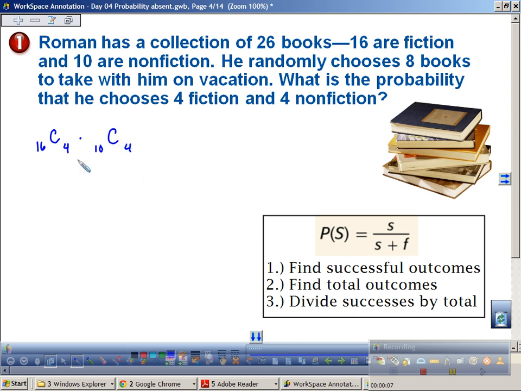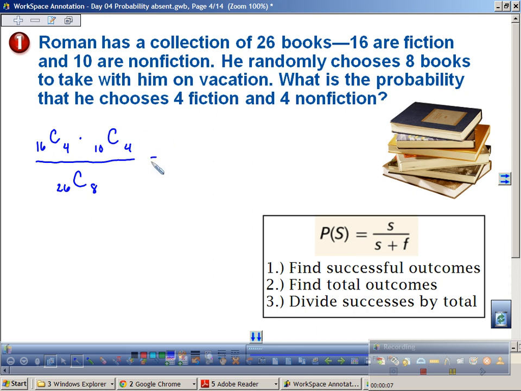This is how we found out all the possible outcomes of choosing 4 fiction and 4 nonfiction. All the possibilities. We're going to divide that now by our total. So I have a total of 26 books. And I'm choosing 4 and 4, which is a total of 8. So just one extra step today. And you have to think about it a little bit, but just one extra step.